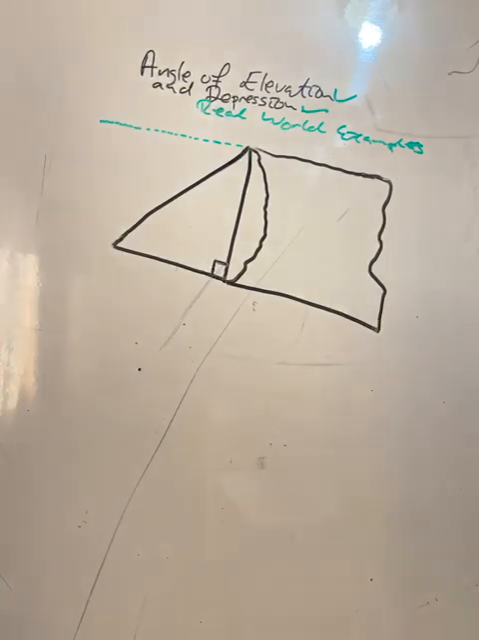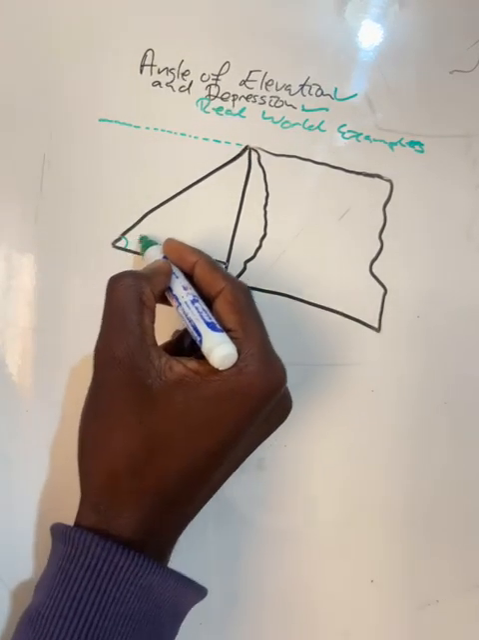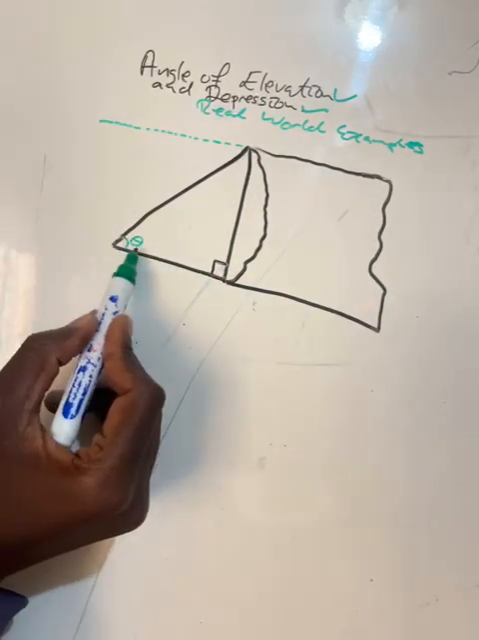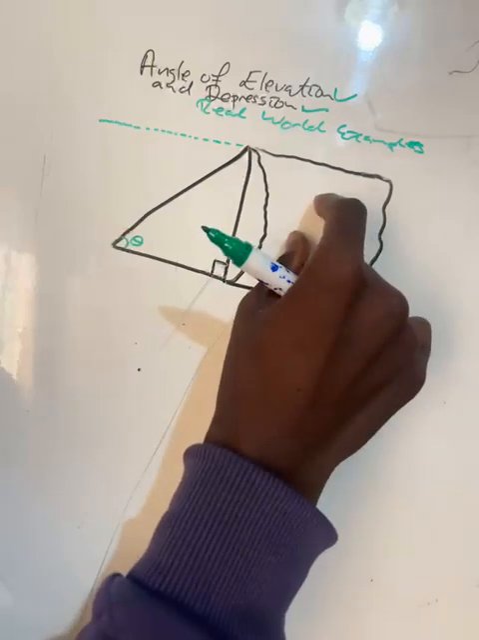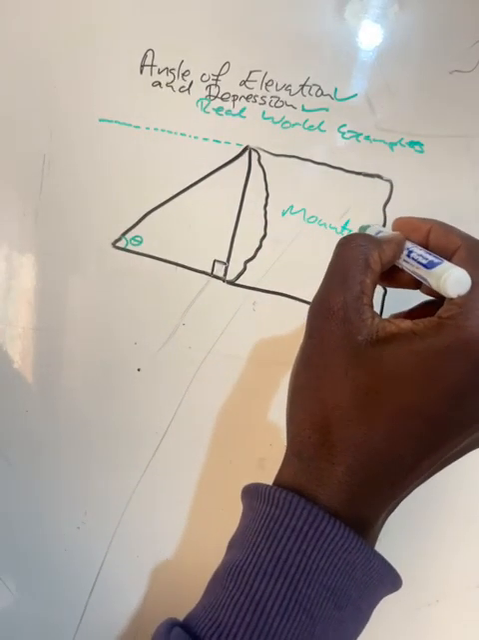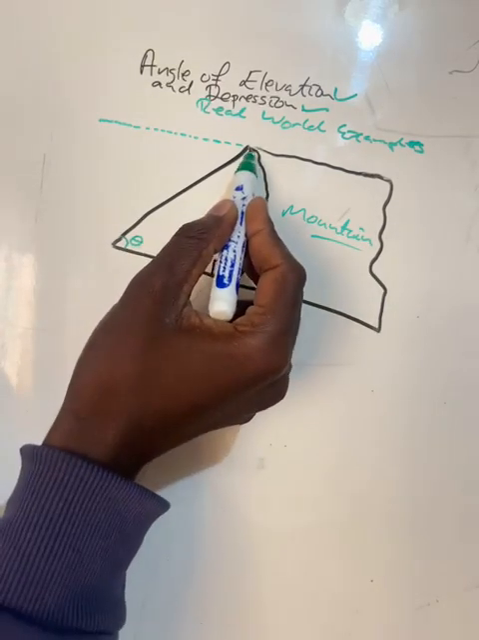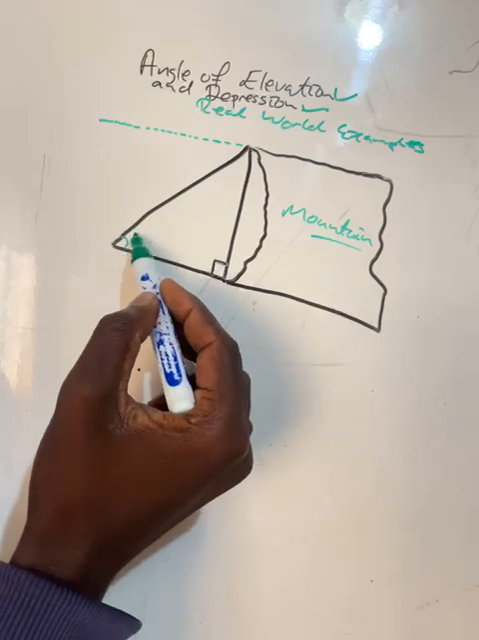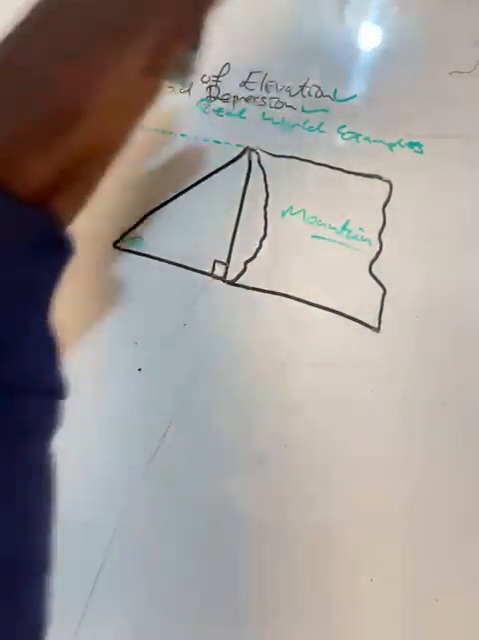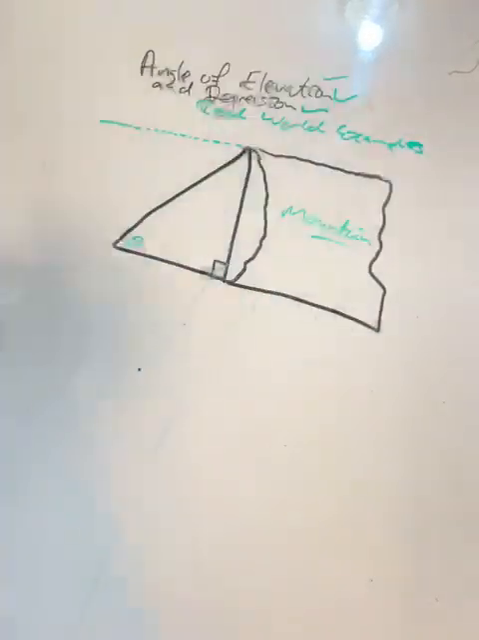An elevation is when you are at the bottom and you are looking upwards. So for instance, this angle here, which I'm going to call theta, if I'm looking upwards, this thing which you have here is a mountain. So someone who is on the ground is looking upwards. When you're at the ground and you're looking upwards, that's what we call the angle of elevation, right?